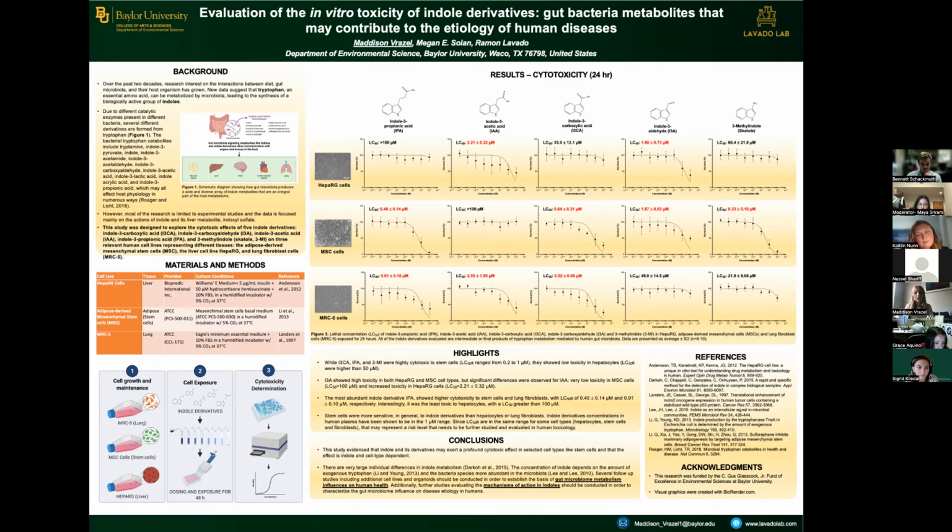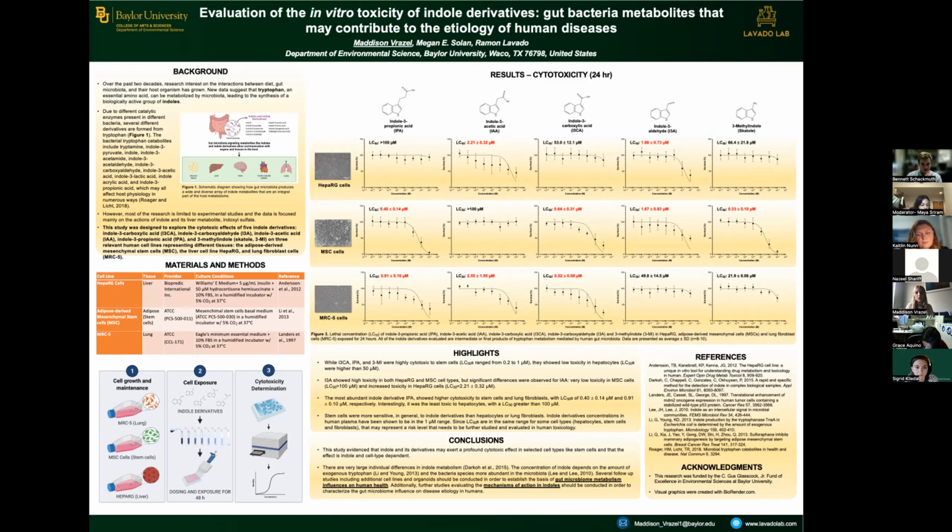Indole derivatives found in human plasma tend to be in the 1 micromolar range. Due to some LC50s being in that range, risk levels should be further studied and evaluated in human toxicology, we believe. This study showed that several indole compounds may exert toxic effects in the selected cell lines, with these being indole and cell type dependent.